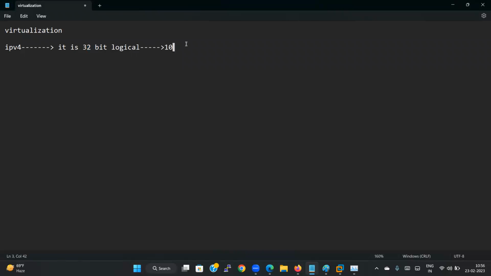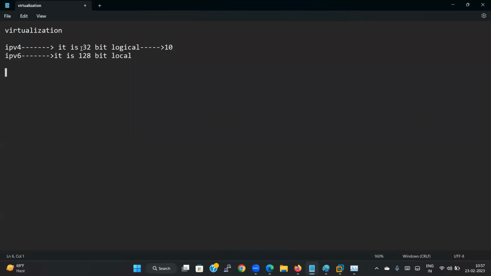When we go for IPv6, we are not getting into IPv6, but as we are discussing IPv4, I just want to give a small definition of IPv6. It is a 128-bit logical address. So IPv4 is 32-bit and IPv6 is a 128-bit logical address. Now we will be completely into IPv4.